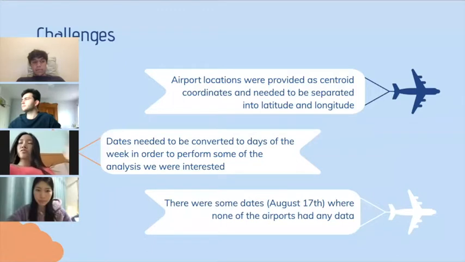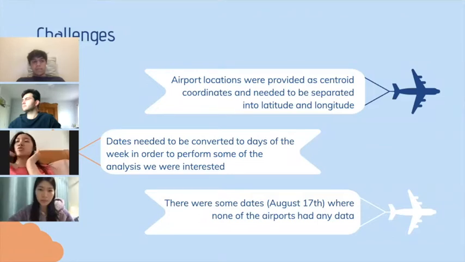So here are some of the challenges we encountered when analyzing the data. The first one was that the airport locations were provided as a single coordinate, and it had to be converted to separate latitude and longitude. The second one was that the dates provided did not have the day of the week, so they needed to be converted into day of week in order to perform some of the analysis that we have. And lastly, for some of the dates provided, such as August 17th, there were no airport data points.